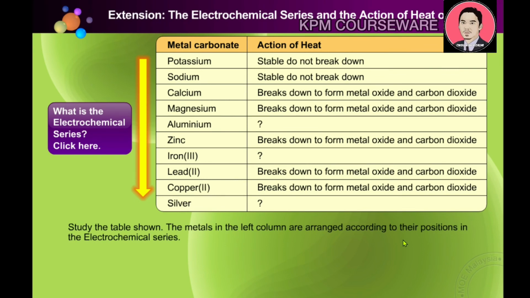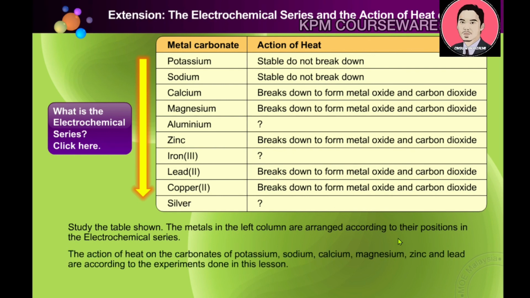Study the table shown. The metals in the left column are arranged according to their positions in the electrochemical series. The action of heat on the carbonates of potassium, sodium, calcium, magnesium, zinc, and lead are according to the experiments done in this lesson.